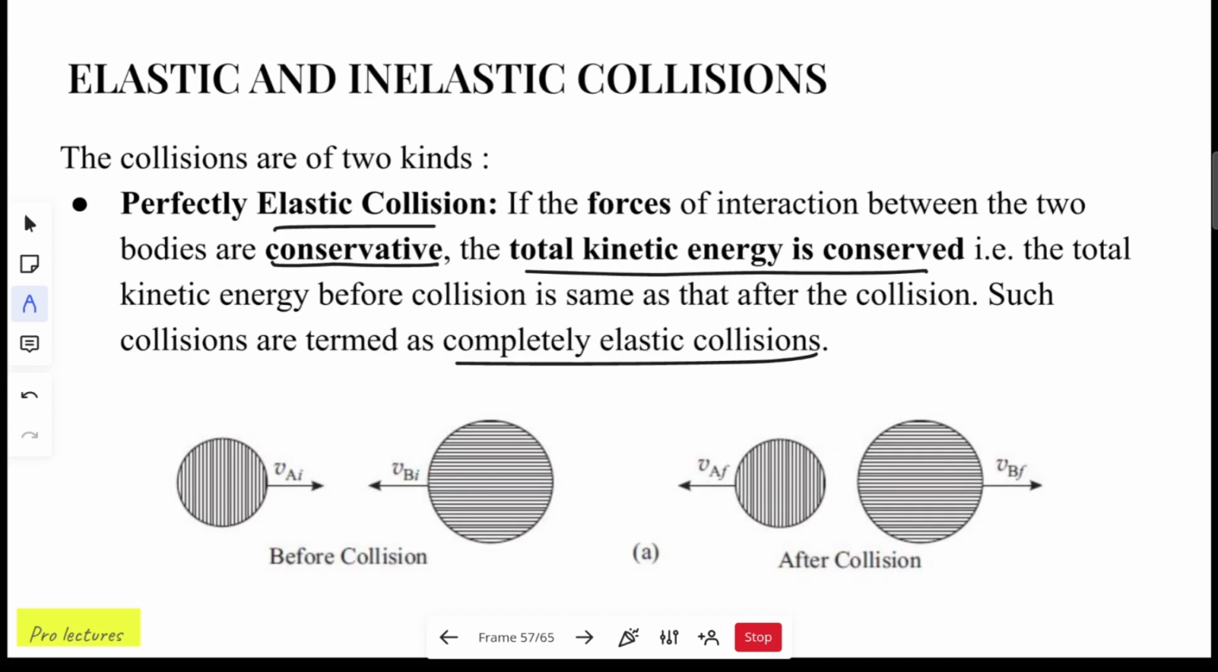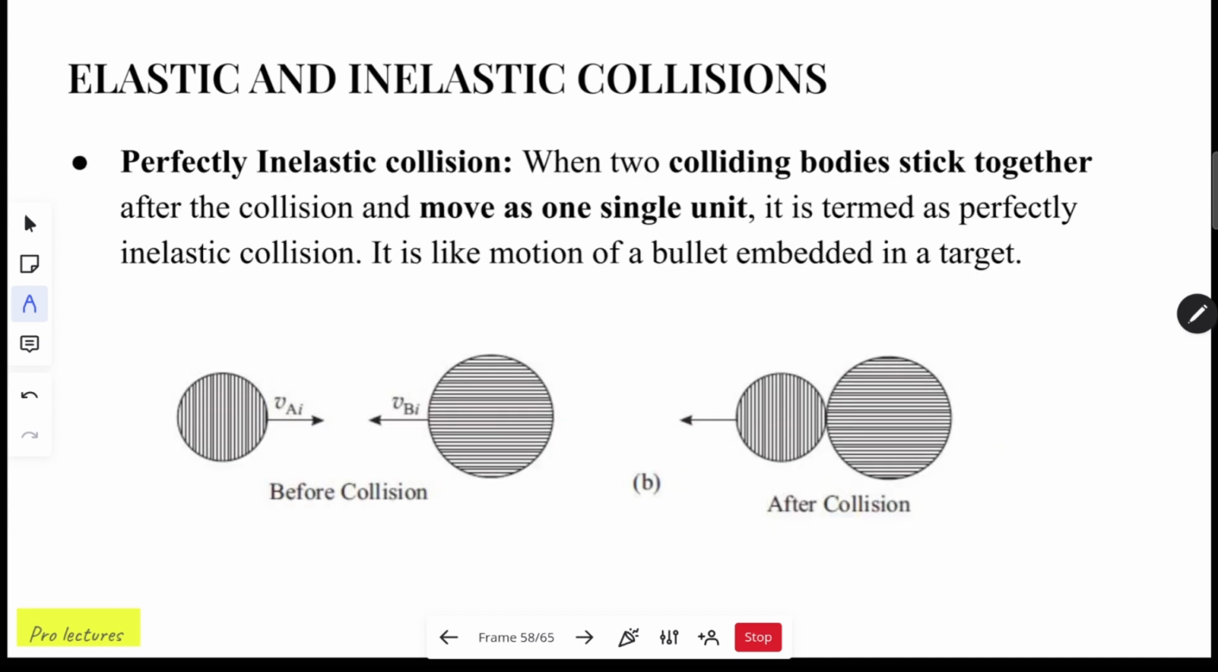So in elastic collisions, suppose this ball moves at velocity VAI and this one moves at velocity VBI before collision. After they collide, this moves with VAF and this moves with VBF. But in the case of inelastic collision, initially they were moving with different velocities VAI and VBI. After they collide, they move together in this direction.